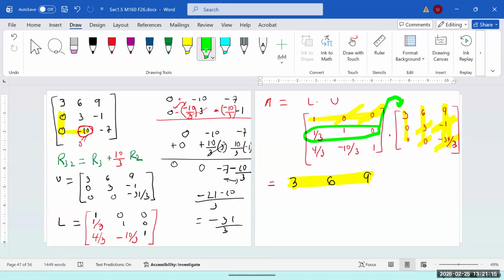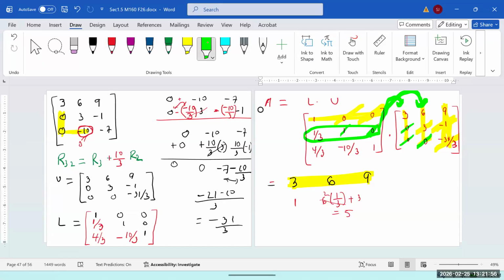In the second row, the 0, 0, 0, 0 cancel out, so we get 1/3 times 3. That gives us 1. Then we multiply the second column. In the second column, we remove the 0s, and we're left with 1/3 of 6 plus 1 times 3, which is 3. So we get 2 plus 3, that gives us 5.